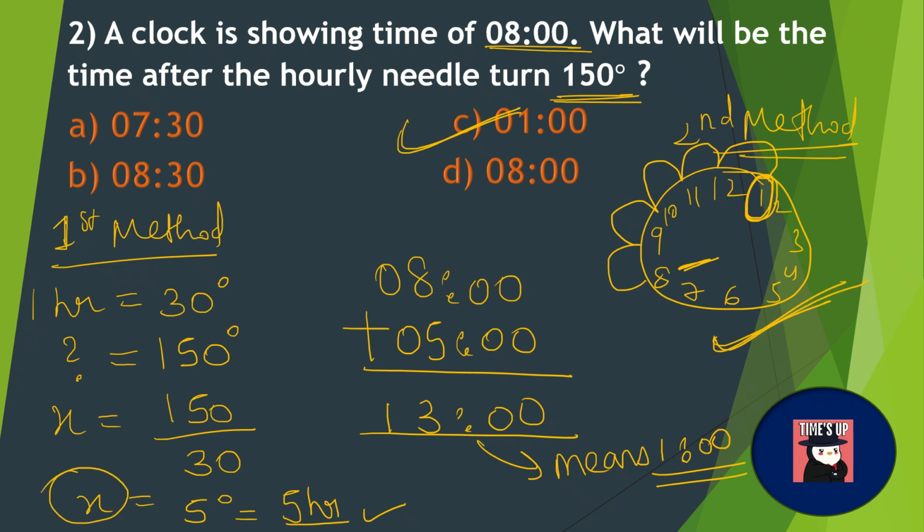Instead of adding, I'm showing that the second method is drawing the clock pointing at 8 o'clock initially, correct? The hour hand was at 8 o'clock. Then after 5 hour, where will the hour hand be? It will be at the 1 o'clock, correct? Because 8 plus 5, if you do, you will get 13. 13 means 1 o'clock. Understanding?